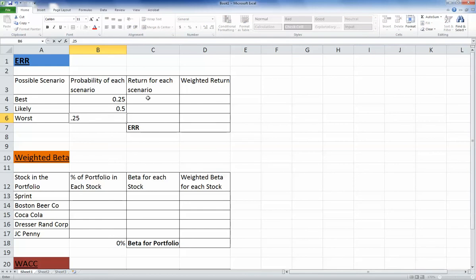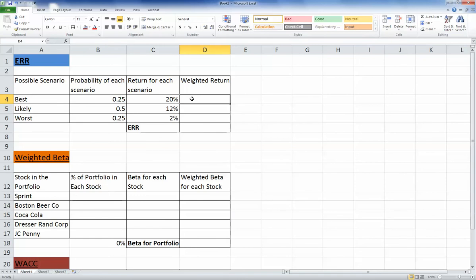Okay. The return for each scenario, and again, these will be given on the test. For the best scenario, let's say we have a return of 20%. For the likely scenario, we have a return of 12%. And worst scenario, 2%. Okay.